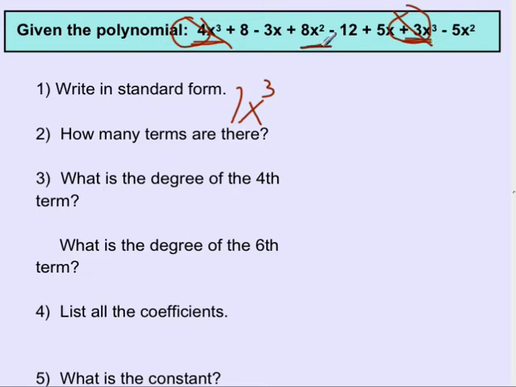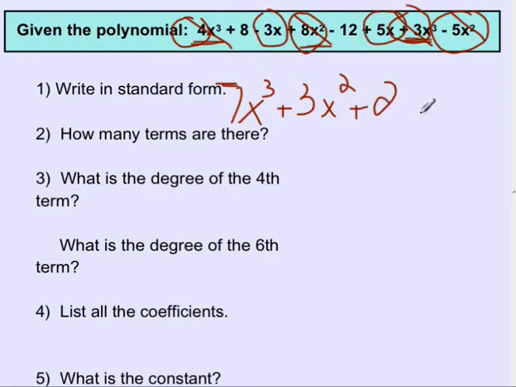Next, I notice my next highest exponent is x squared, so I'm going to add those together. I have 8x squared minus 5x squared. So again, I'm just going to subtract the coefficients. 8 minus 5 is going to give me a positive 3, and then I keep the exponent the same. I don't add the exponent. Next, I have negative 3x plus 5x. That's going to give me a positive 2x. Again, I keep the x the same, only changing the coefficient when I'm adding. 8 minus 12 is going to give me a negative 4. So now that polynomial is in standard form.